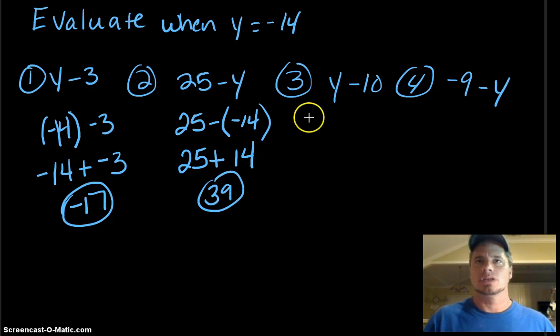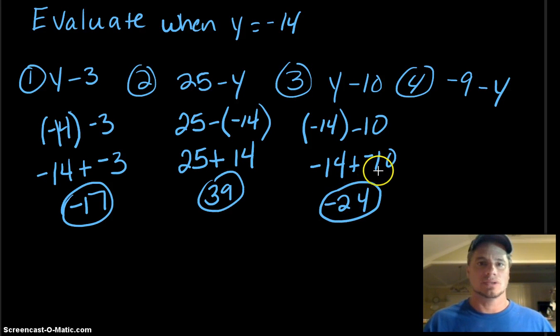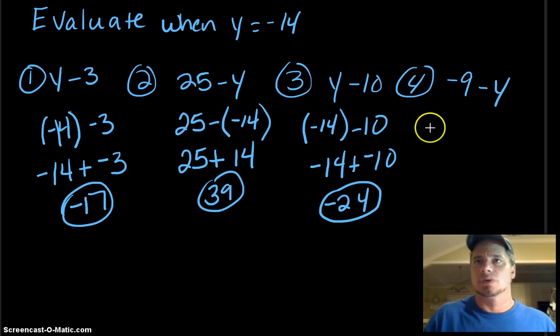Okay, look at this one. Let's put parentheses here, negative 14 minus 10. Let's change this to an addition problem and change the 10 to a negative 10. It's the opposite. Remember, we add the opposite to subtract. So same sign sum, 14 and 10, I get 24. I get the sign of both numbers on my answer. It's negative 24.